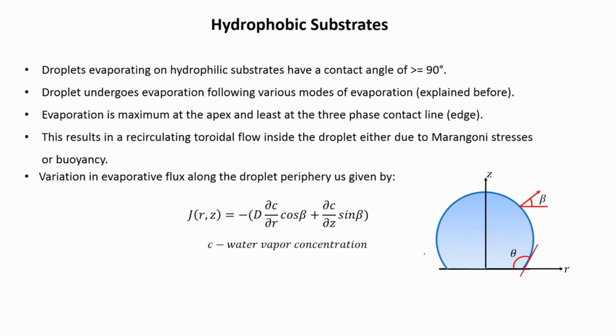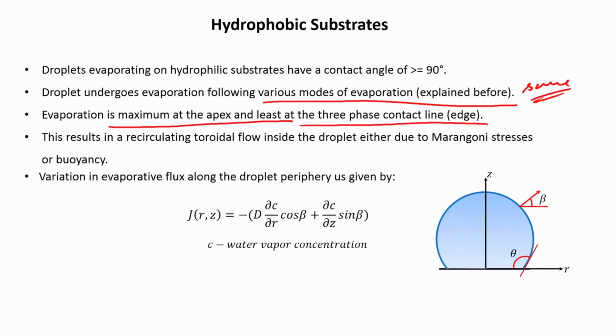However, for a hydrophobic droplet the situation is very different, right. It also undergoes the various modes of evaporation, that is the same. The evaporation, however, is maximum at the apex and least at the 3 phase contact line. So, it is maximum here, least here. It is completely reverse, right. In the case of hydrophilic droplets, this was the maximum, this was the minimum. In this case, this is the maximum and this is the minimum, got it.